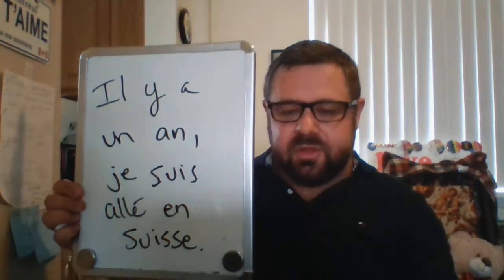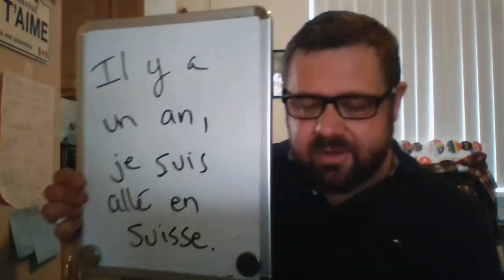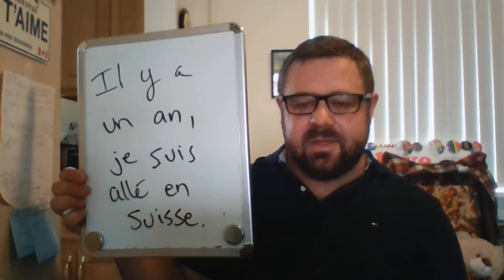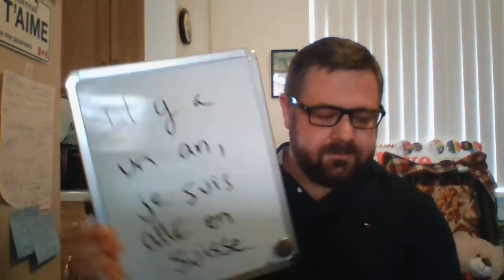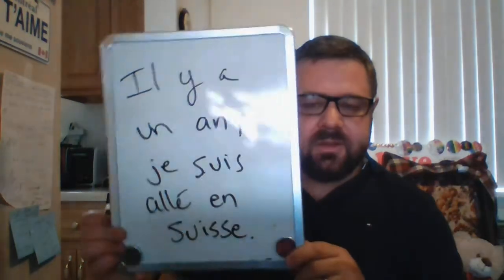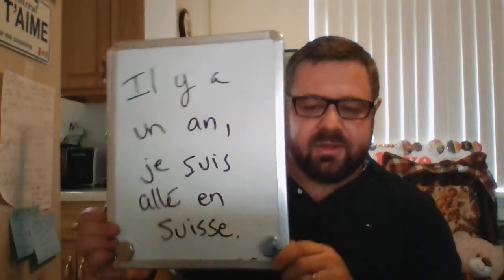Il y a un an, je suis allé en Suisse. So I went to Switzerland 1 year ago. Okay, so 1 year ago. Notice how I'm using it in conjunction with the passé composé. Okay, il y a un an, je suis allé en Suisse. D'accord? Okay, très bien.